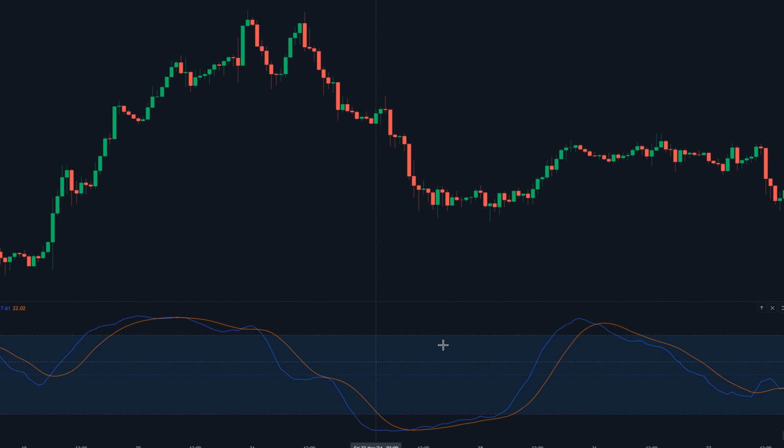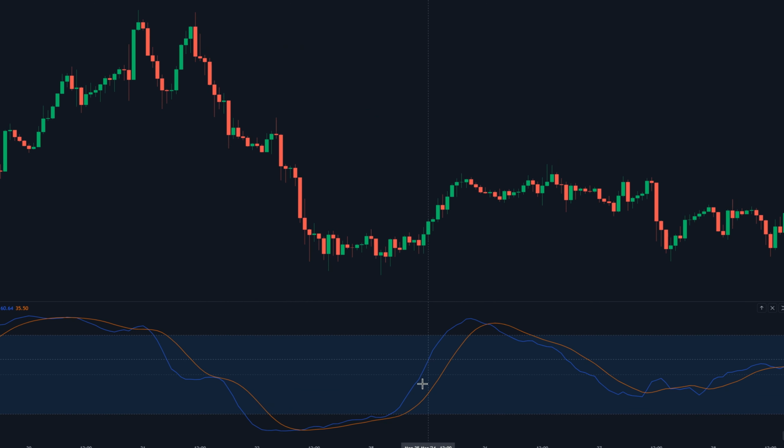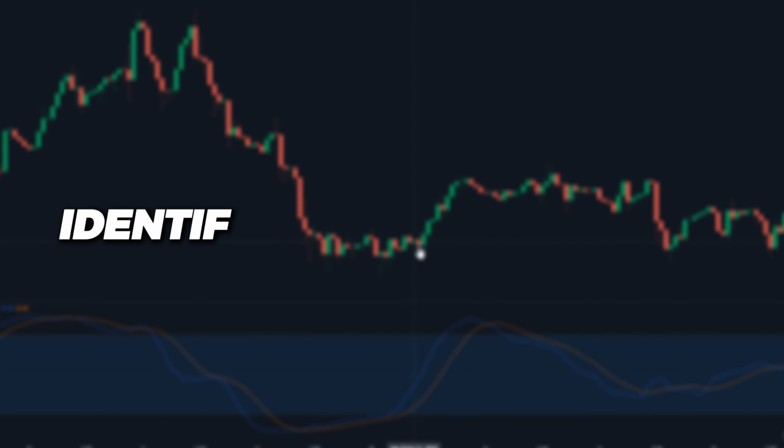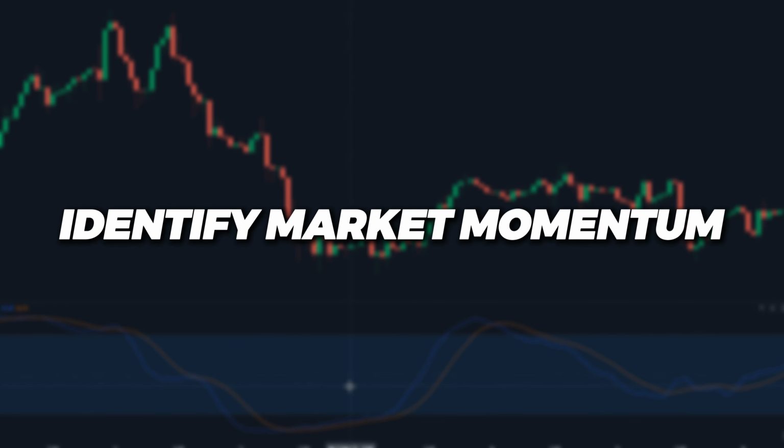This is the stochastic oscillator, a range-bound momentum indicator designed to display the locations of an asset's close price in relation to its high and low range. It helps identify market momentum and overbought or oversold levels. This indicator is usually simple to use and highly effective.